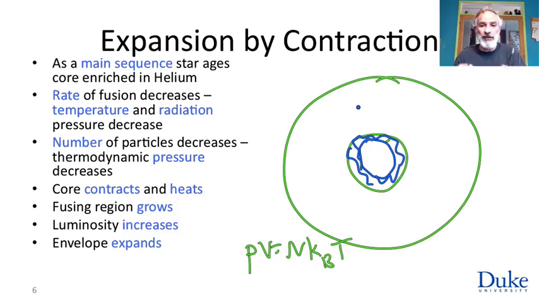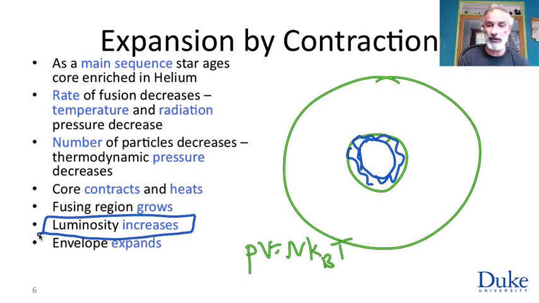And furthermore, the amount of fusing material grows because some of the hydrogen that was too cold and not pressurized enough to fuse is now contracting to the point where it begins to fuse. The net result is that the core heats, the fusing region grows, and the total power production of the star increases. When the core contracts, the luminosity increases. The increased power output from the core, in turn, applies extra radiation pressure and extra thermodynamic pressure to the rest of the star, and the star balloons out a little bit.